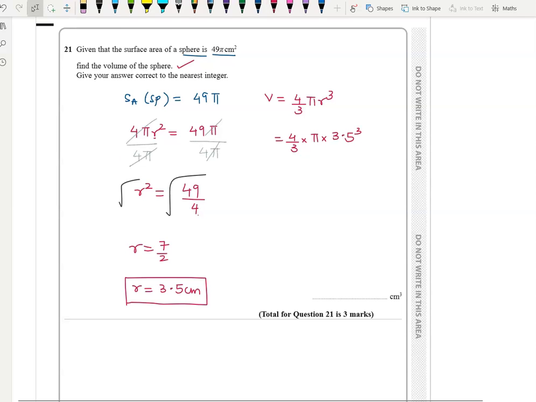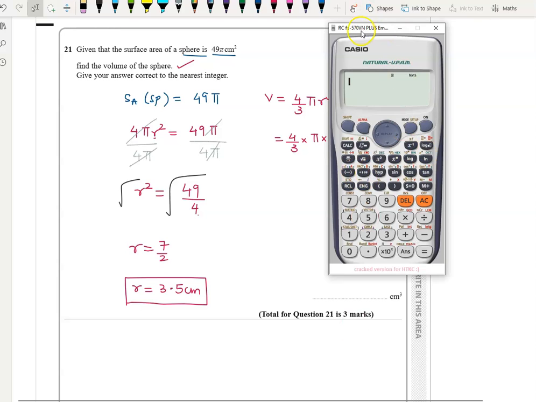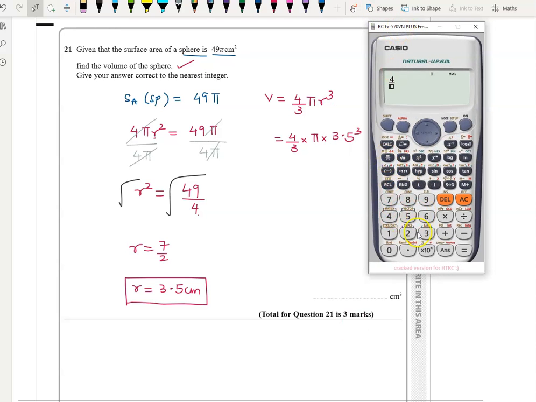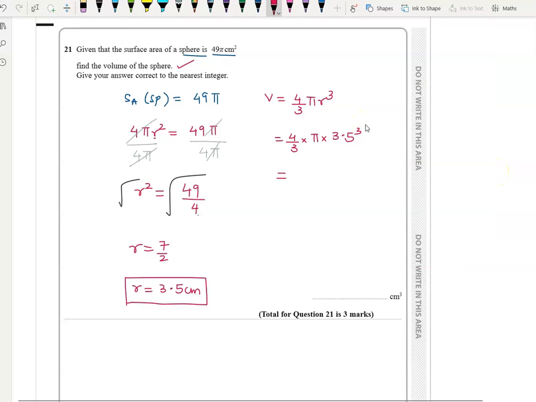Put these values in the calculator. So it's 4 over 3 times pi times 3.5 cube. So that gives me 179.59. The question says round your answer correct to the nearest integer. So we need a whole number, so we need to round here. After the point you have 5, so this will increase by 1. So your final answer will be volume 179 will become 180 cubic centimeters.